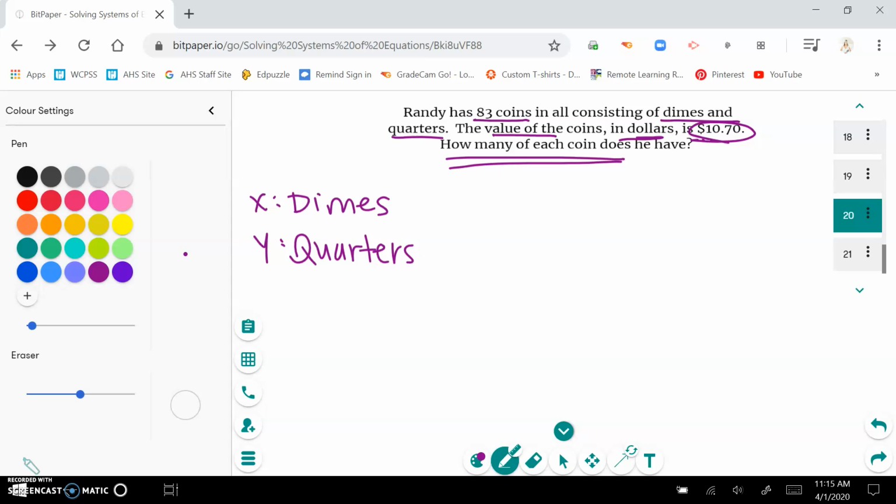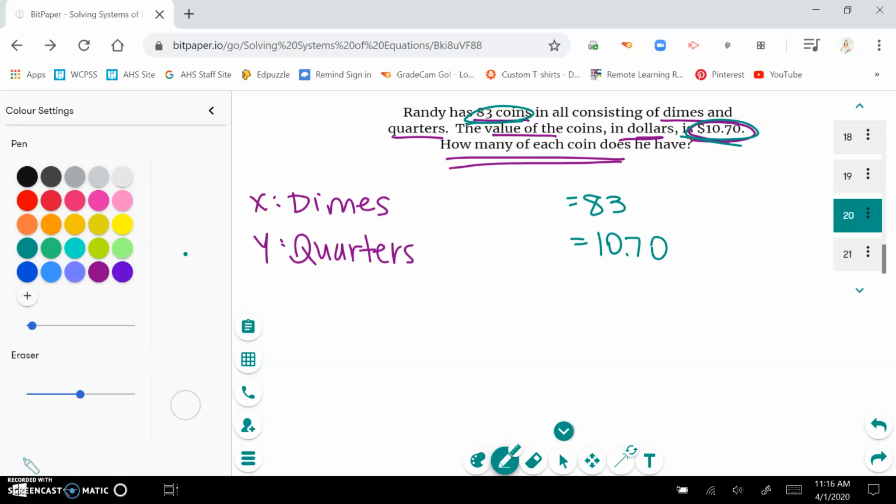The next thing we need to do is start making some equations. We see that 83 and 10.70 were the two key pieces of information in our problem. So those are what our two equations will be equal to: 83 coins and then $10.70.